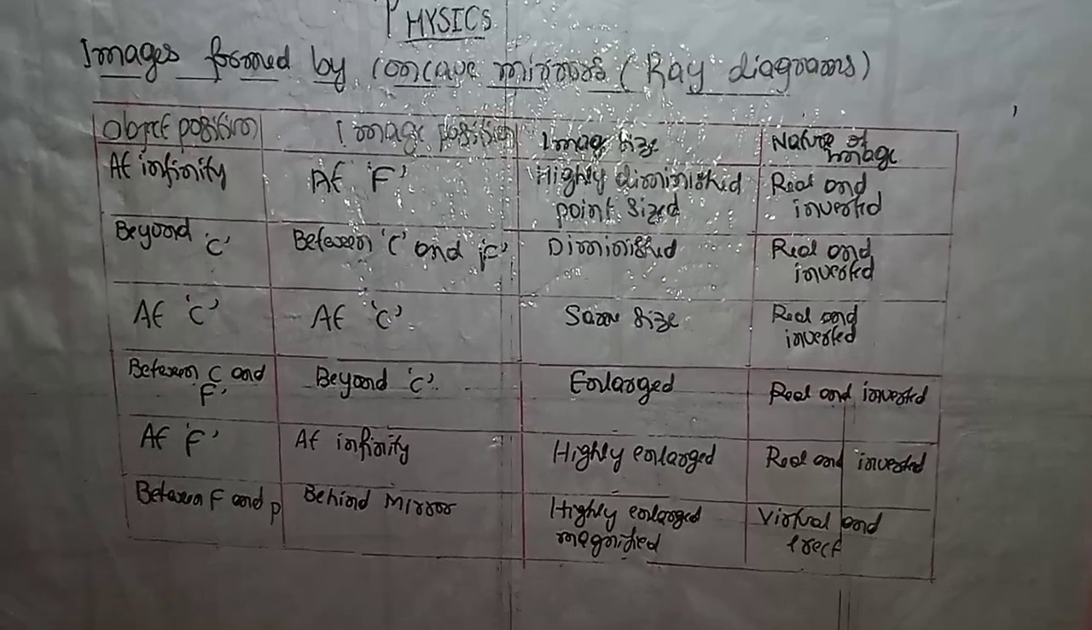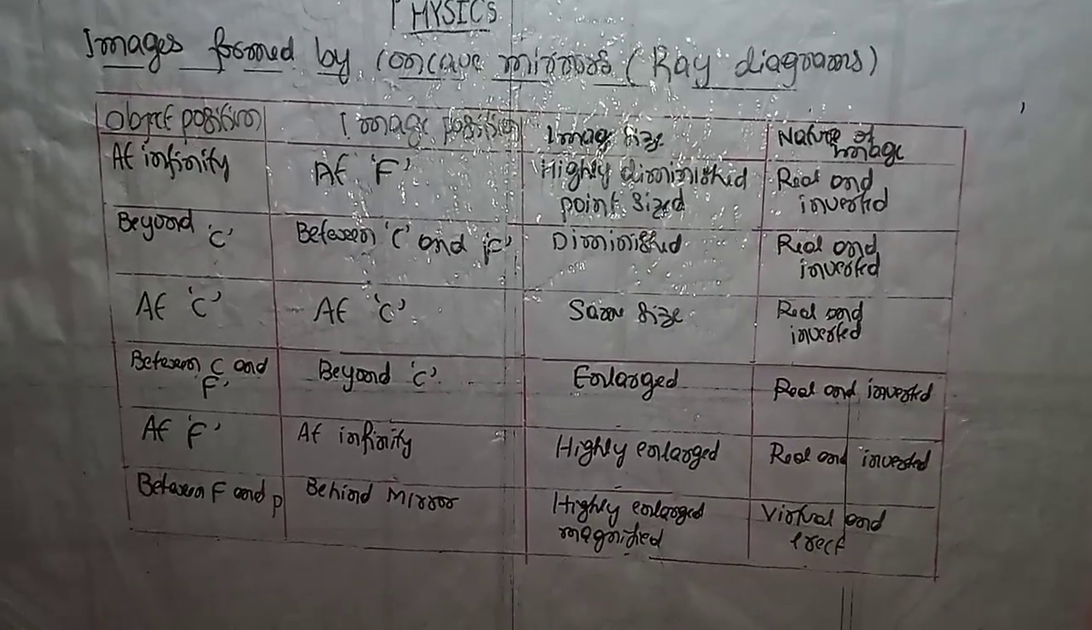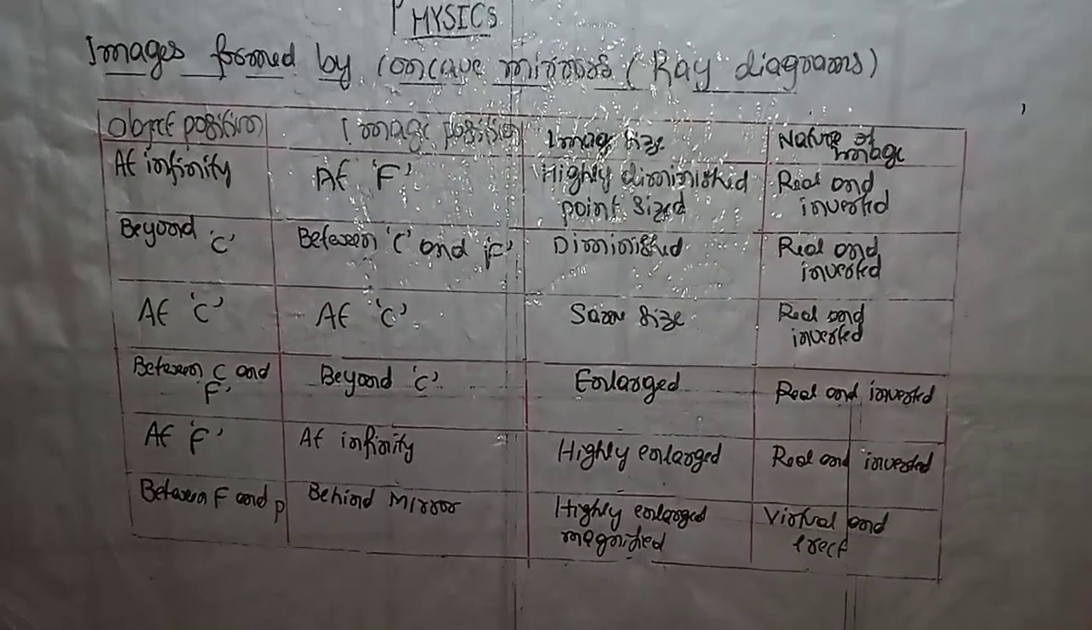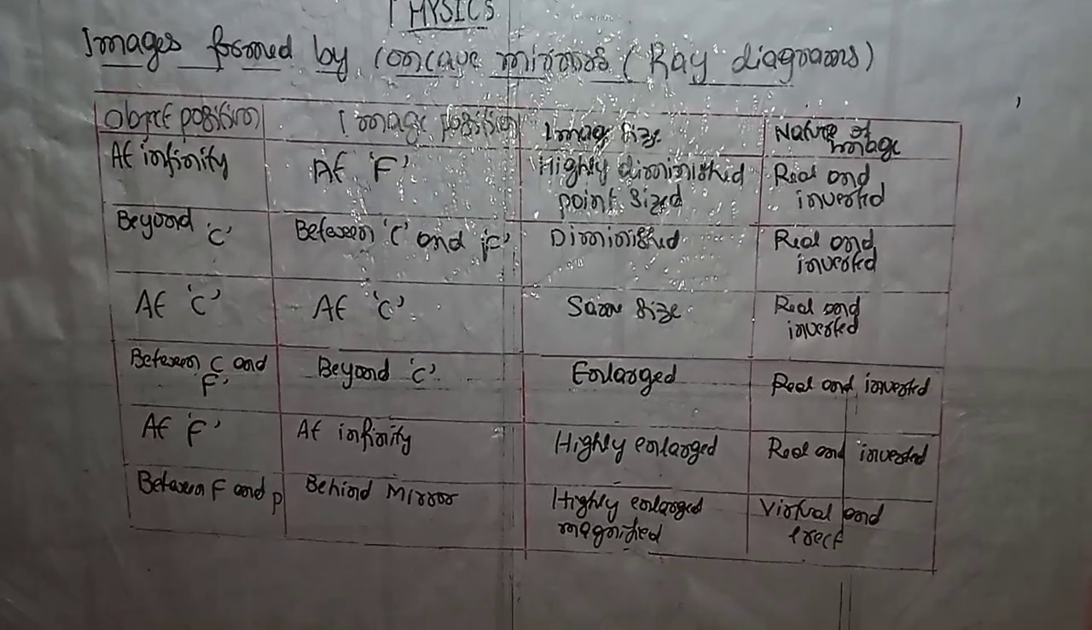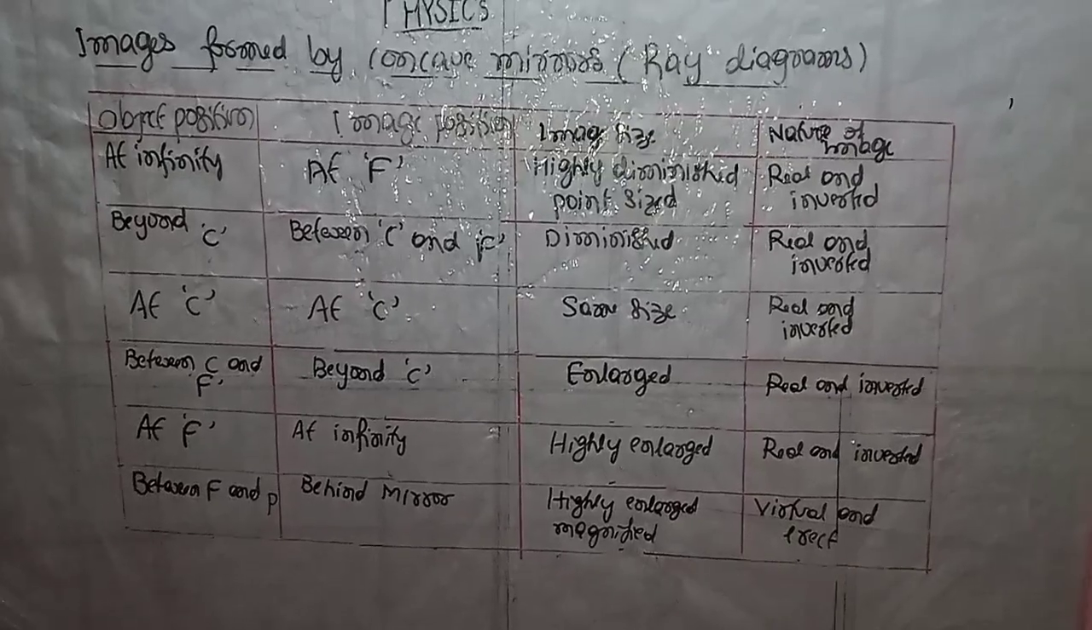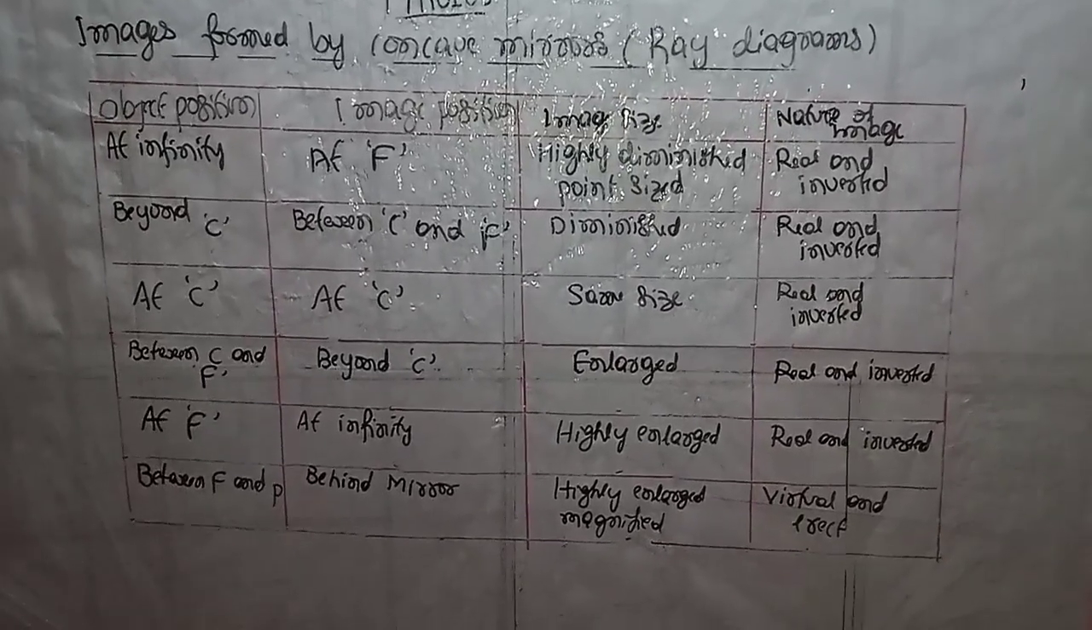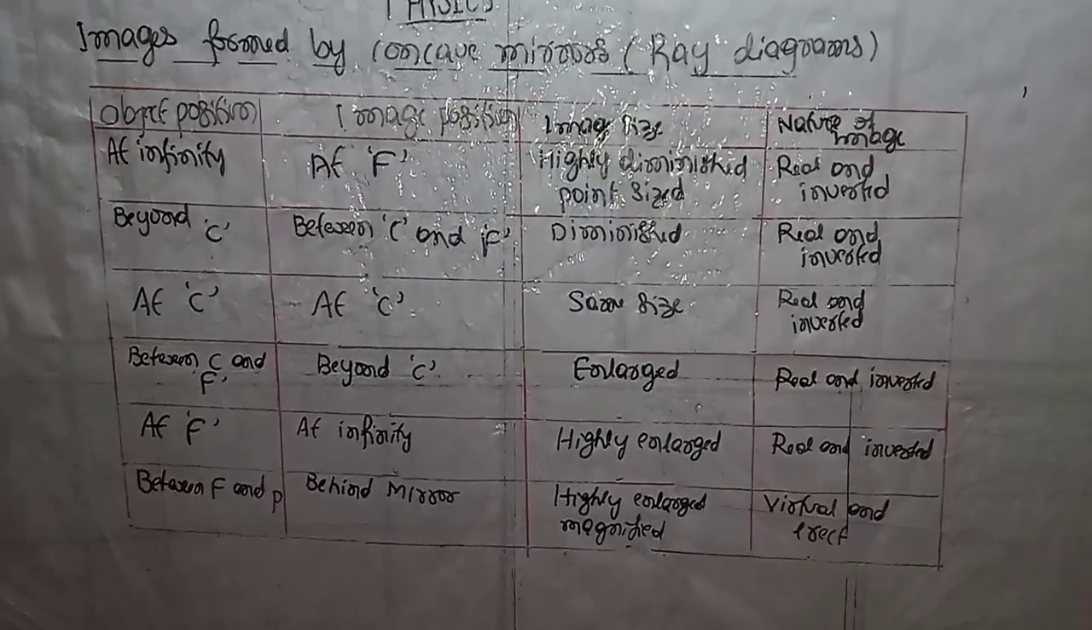And the last case is when the object is placed between F and P, we can get the image behind the mirror, that is highly enlarged or magnified. So the nature is virtual and erect. So try to understand, dear student.